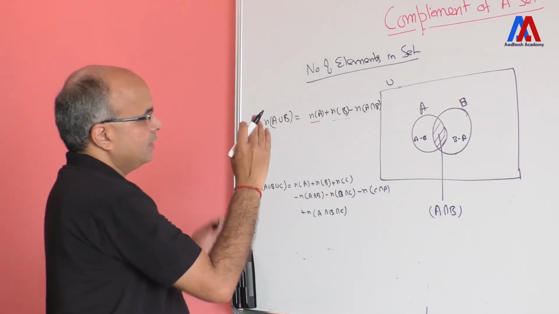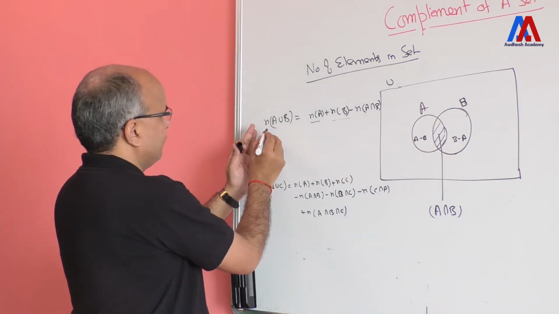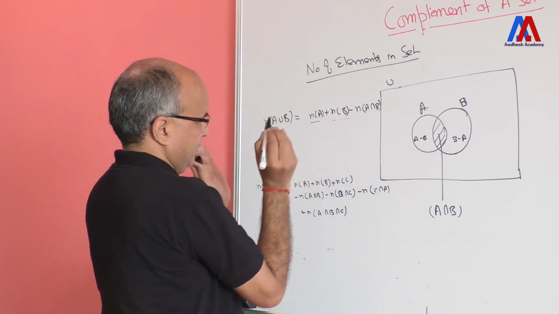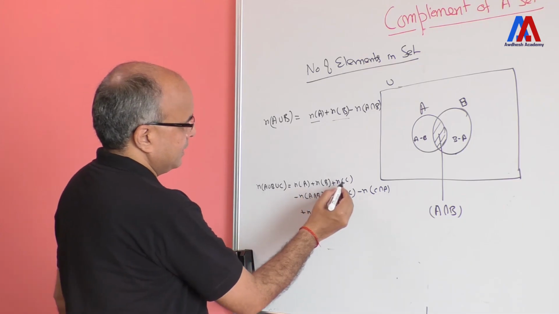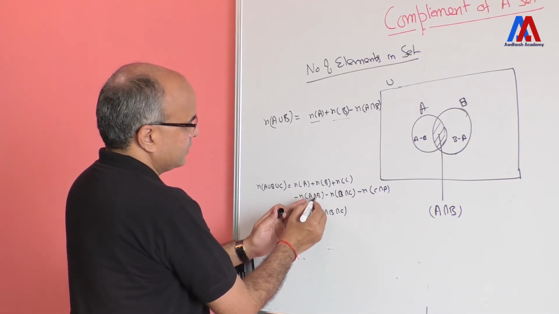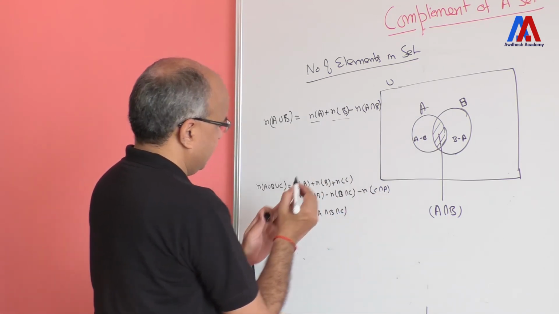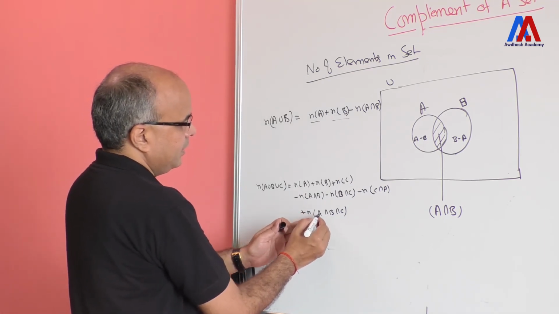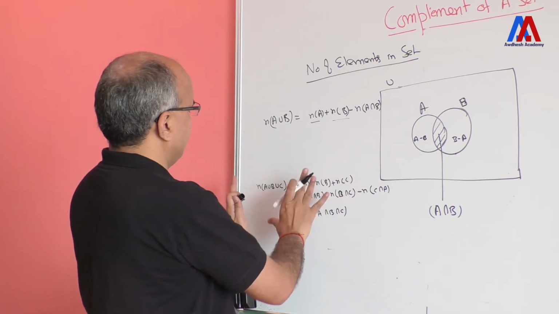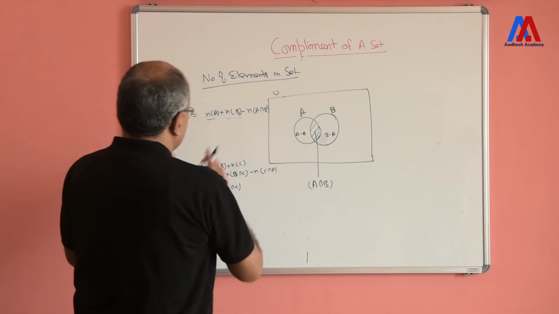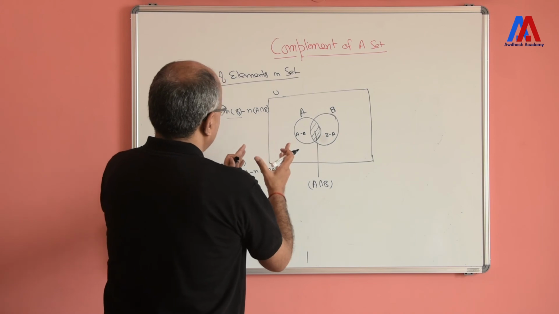If we have a disjoint set, that means there is nothing common between A and B, then the intersection will become null, and therefore n(A union B) will become n(A) plus n(B). And if there are three sets A, B and C, then the formula will be n(A) plus n(B) plus n(C) minus n(A intersection B), n(B intersection C), and n(C intersection A), and then finally we add n(A intersection B intersection C). So this is how we can derive the formula for three sets, and this is the formula for two, and this is how we can find the number of elements in different combinations of these sets.